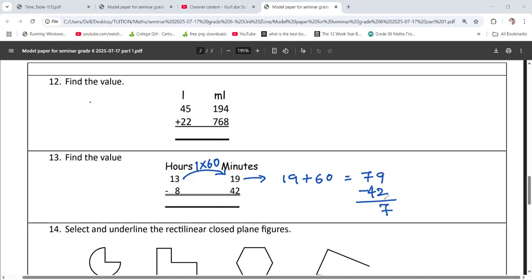9 minus 2 is 7, and 7 minus 4 is 3. And you get 37 minutes here. And now this is not 13, now it is 12. 12 minus 8 is 4. You get 4 hours, 37 minutes.